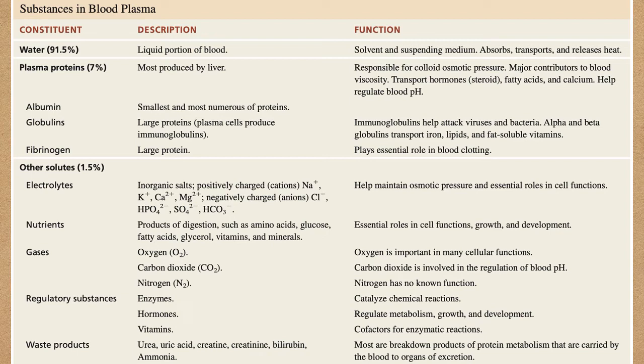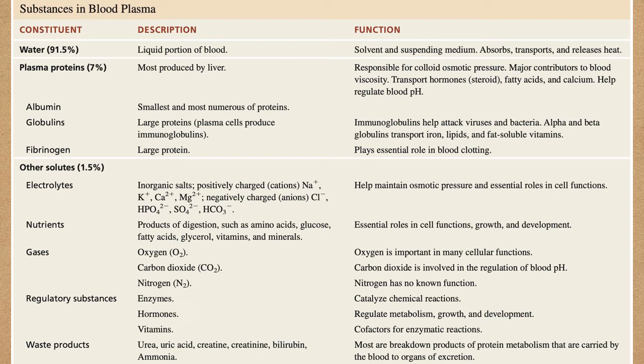For the nutrients, it's very common: amino acids, glucose, fatty acids, and so forth. For the gases, it's oxygen, carbon dioxide, nitrogen, as we mentioned earlier. You can please read the functions because I consumed a lot of time explaining osmosis. I don't want to explain everything one by one for now.